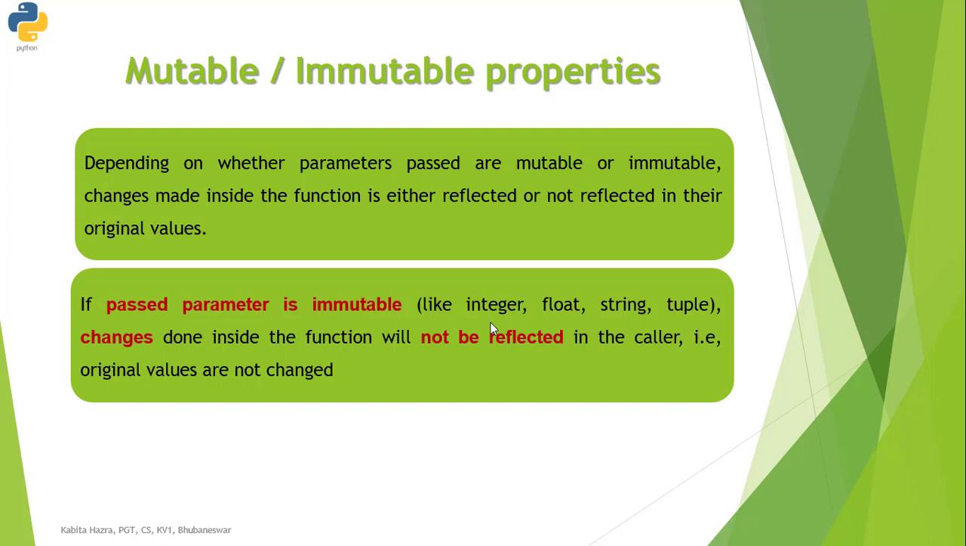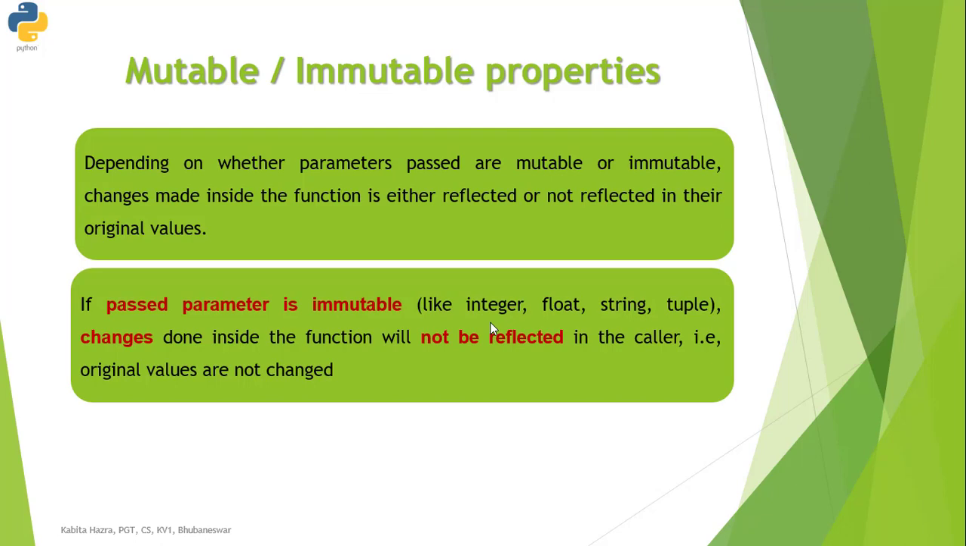So most of the data types which are immutable, if they are passed as parameters to a function, then the changes will not be reflected in their original values, as they do not allow changes. So if immutable parameters are passed, changes will not be reflected in their original values in the caller, the part of the program which calls the function. Whereas if we are passing mutable parameters like lists or dictionaries, then changes done inside the function may be reflected.